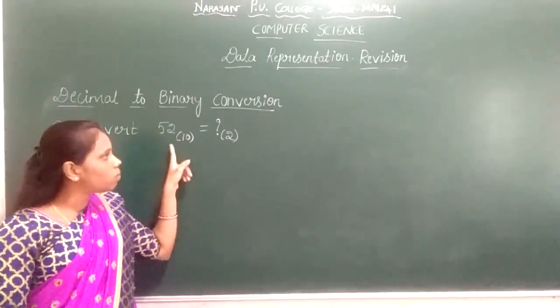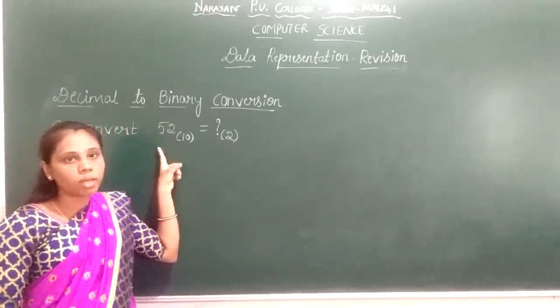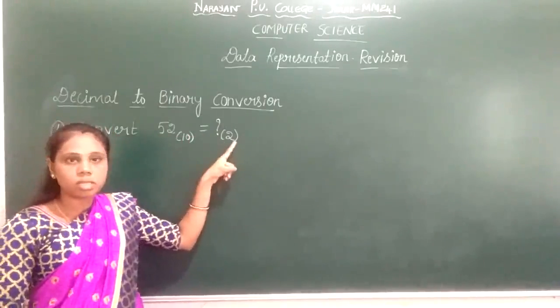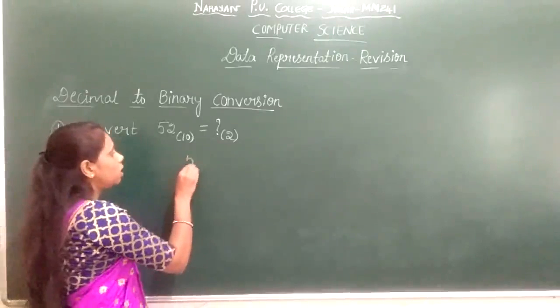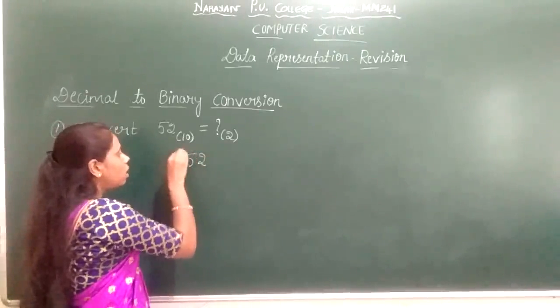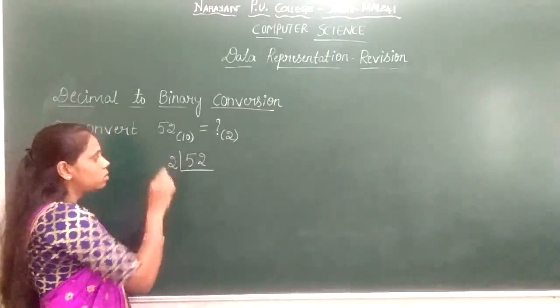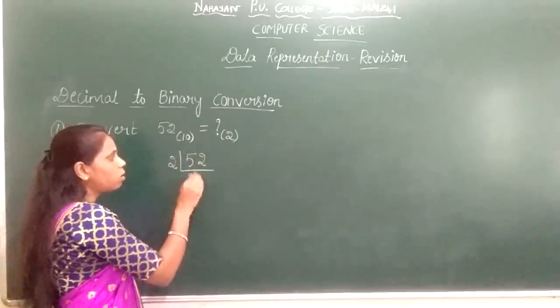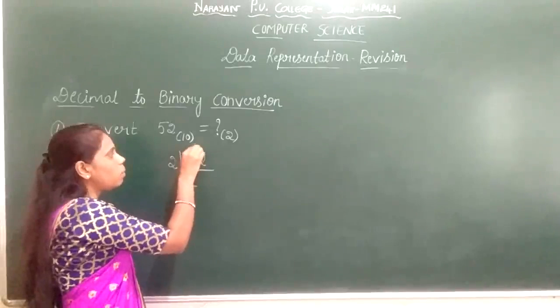So while converting from decimal to binary, what you should do? You should divide the given number by the new base value, that is 2. So how will I divide? Take this as the given number, 50. Now divide this number by 2. So 2 2s are 4. So I am dividing the 5. 2 2s are 4. What is remaining? 1 will be left out.